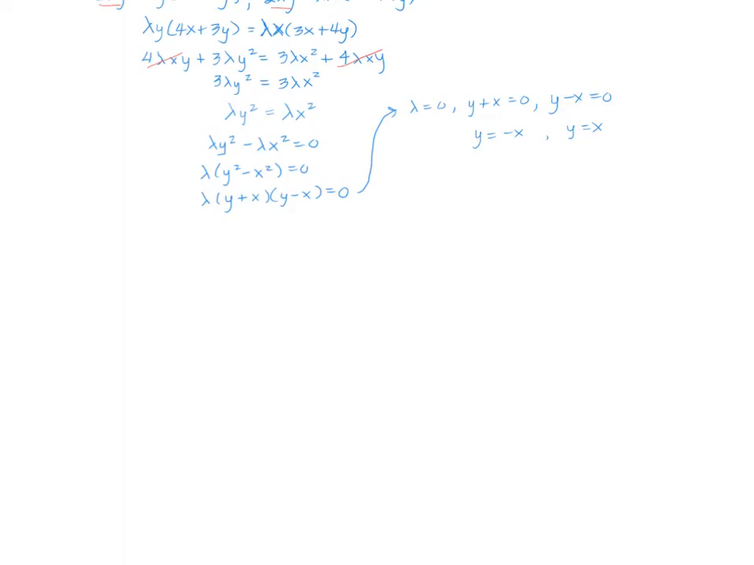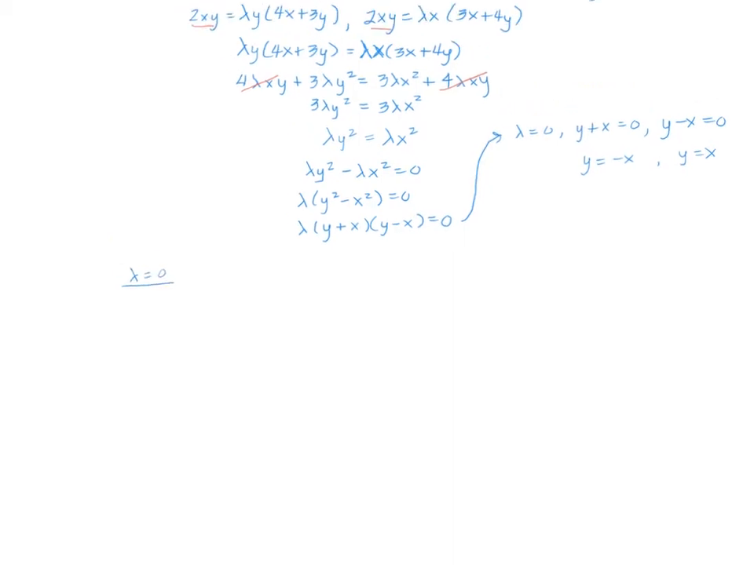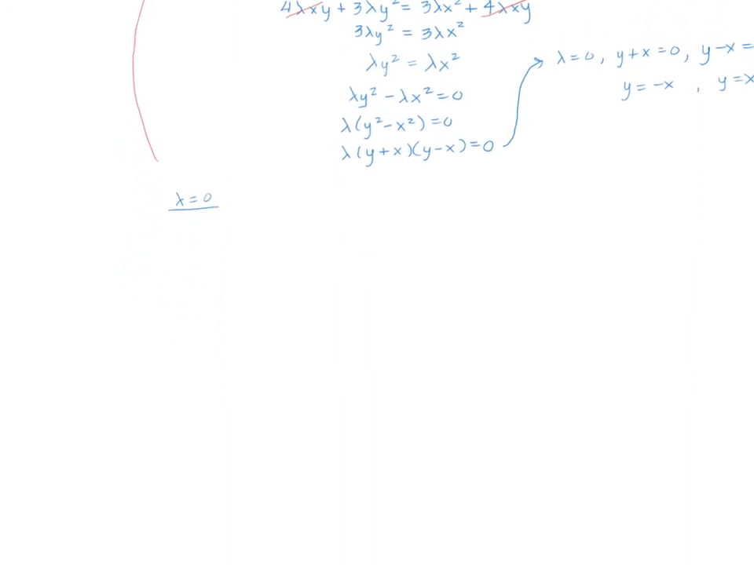Well, I need to find ordered pairs x and y. I need to find my critical points. So what I'm going to do is look at each one of these values. I'm going to start out with lambda equal to 0. I'm going to plug that lambda into the equations where I first used my lambda, which would be the 2x equal to lambda times parentheses 4x plus 3y, and then the 2y equal to lambda times parentheses 3x plus 4y. If I plug in 0 for lambda, I'm going to have 2x is equal to 0, and I'll have 2y is equal to 0.